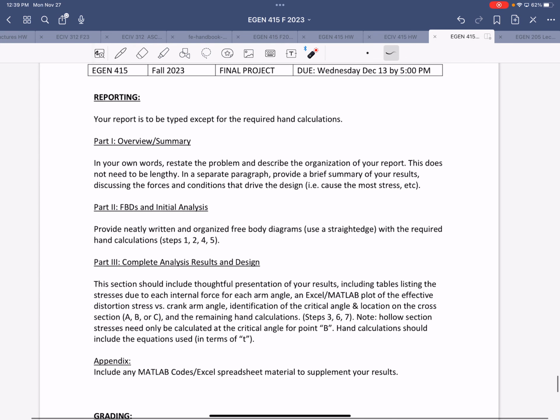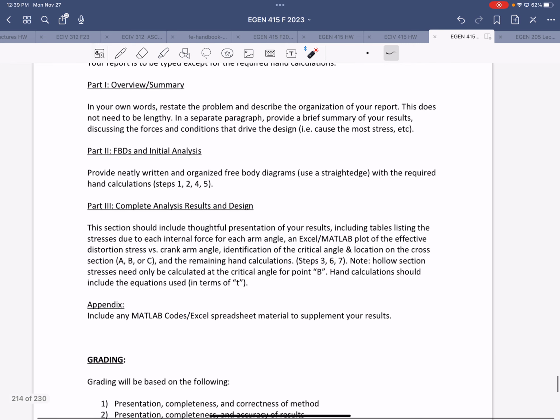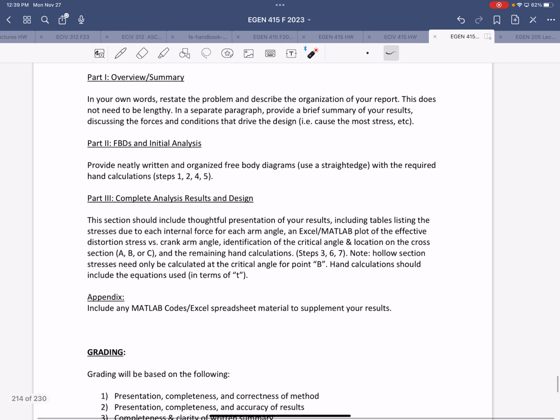All right, so the report should be typed, except for the required hand calcs. First part will focus on an overview and summary. So it doesn't need to be very long, just provide a brief summary of the problem statement, your results, and discussion, right, about the forces and conditions that drive the design.